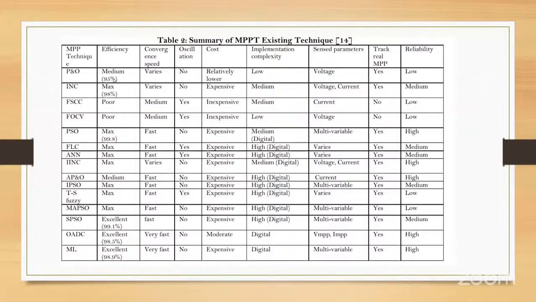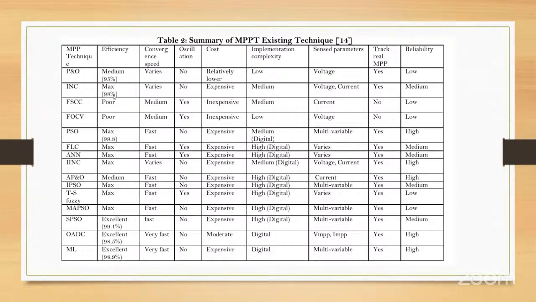You can see here P and O having medium efficiency of 95%, convergence slowly varies, oscillations nil, and the cost is relatively low. Implementation is also low. Sensor parameters are low, there is real-time tracking of the MPPT, and P and O is low in reliability.